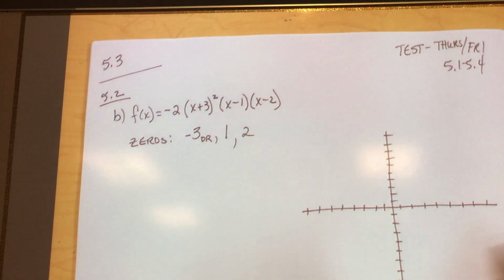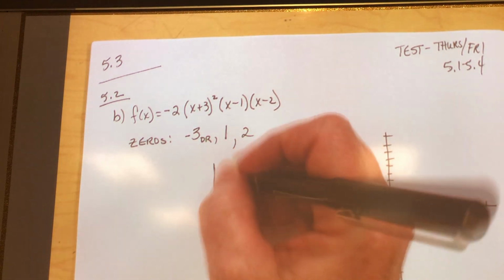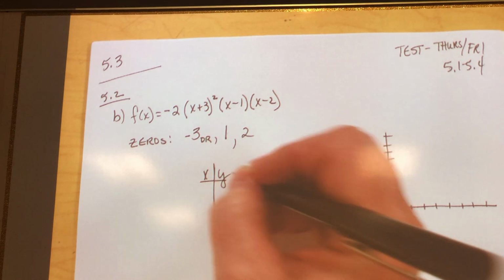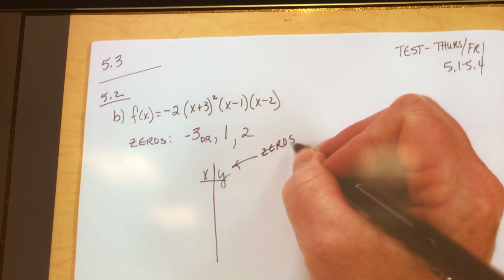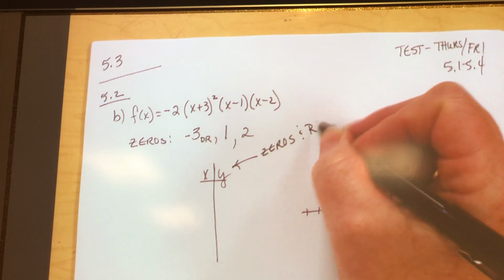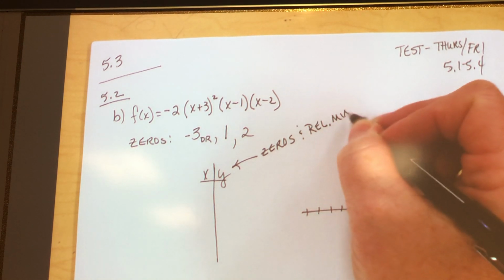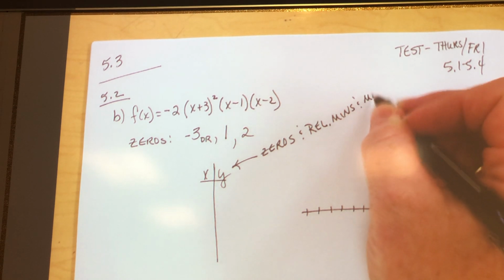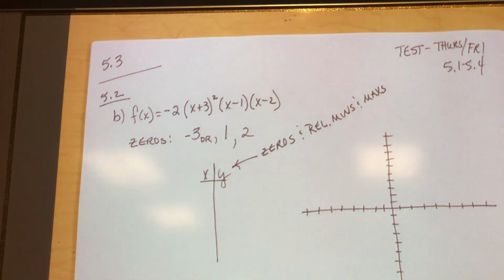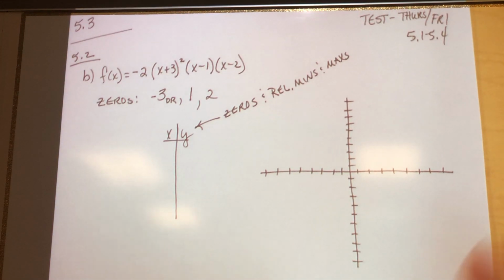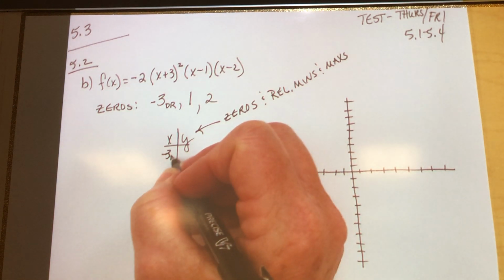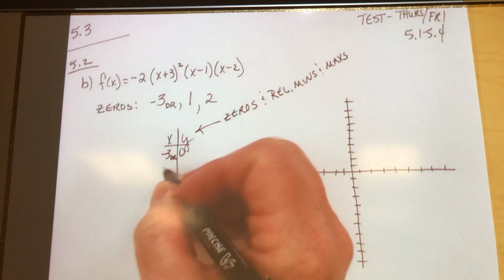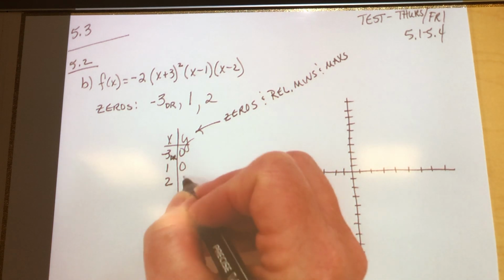All right, so I said that you had to have a T-chart. You agree? And in this T-chart, I said I want zeros and relative mins and maxes. Everybody agree with that? That's in your notes from Friday. All right? So I know my zeros, so I'll put them in here. -3 is a double root, so -3, 0; 1, 0; and 2, 0.